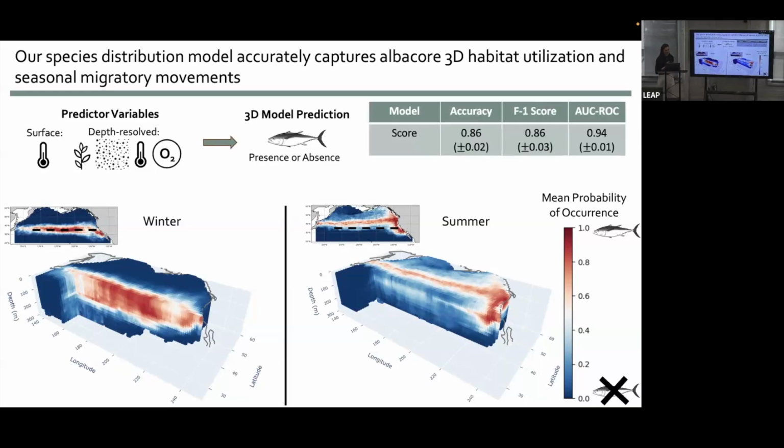Again, just quickly showing some of these evaluation metrics. Again, values closer to 1 here indicate a more skillful model. So again, a fairly high-performing model, especially considering we really aren't using too many predictor variables here.